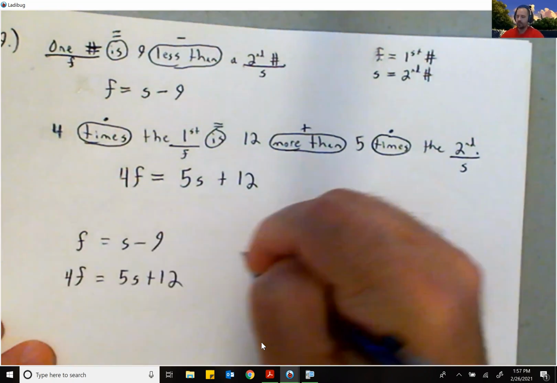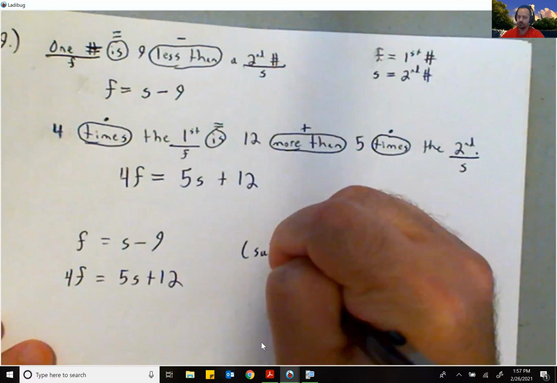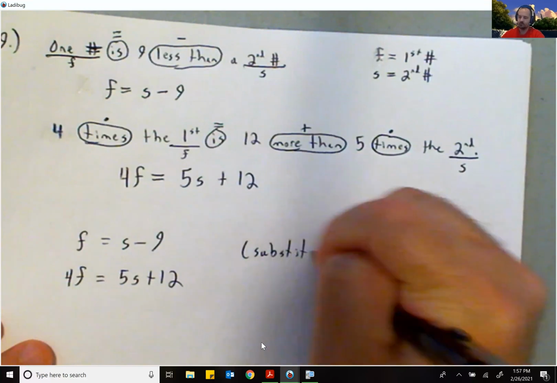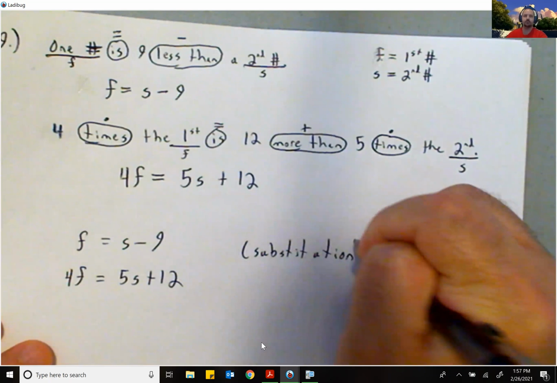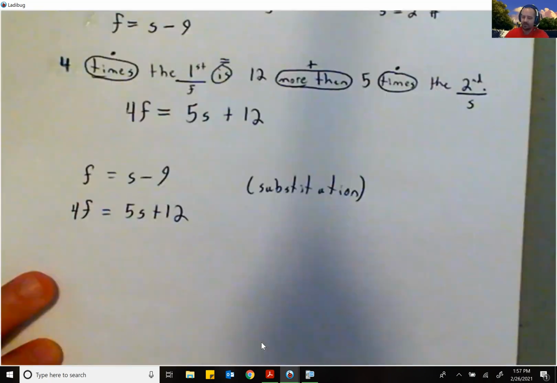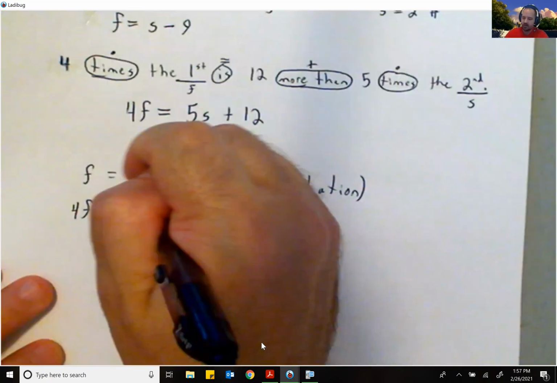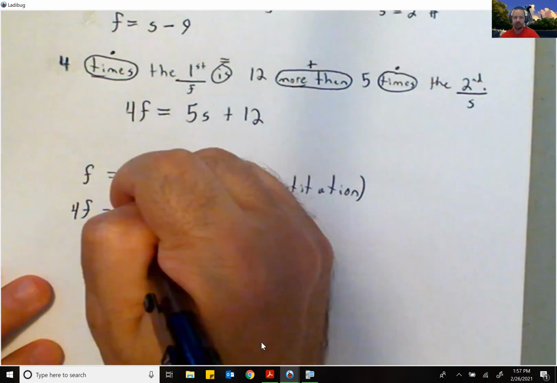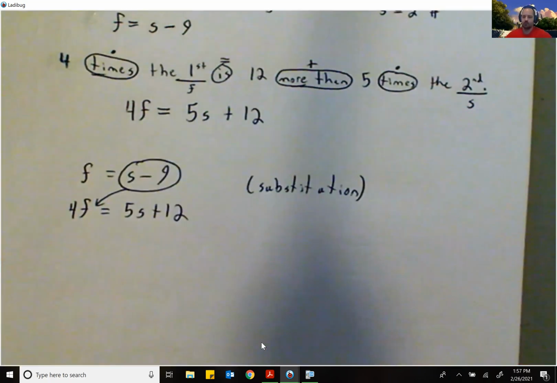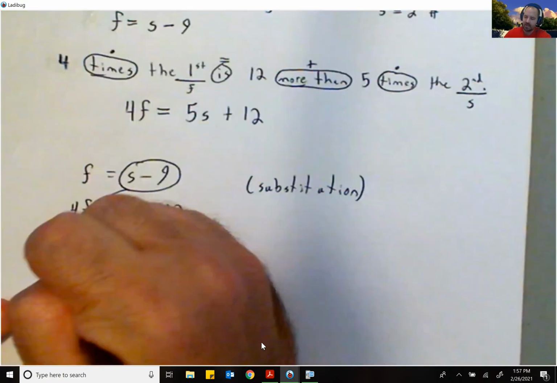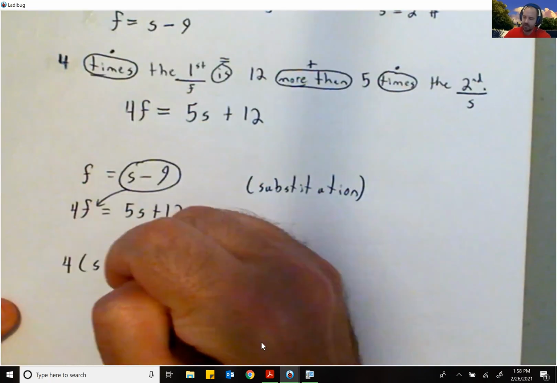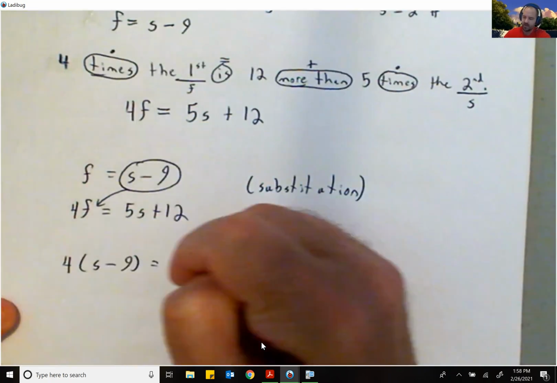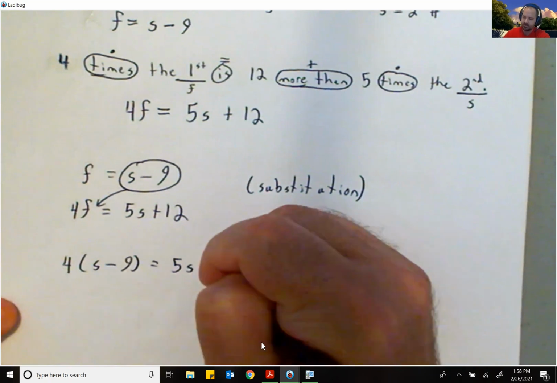And I would run substitution. It's going to be the easiest because we already know what F is, and all we've got to do is plug that back into F. So we're going to have 4 times S minus 9 equals 5S plus 12.